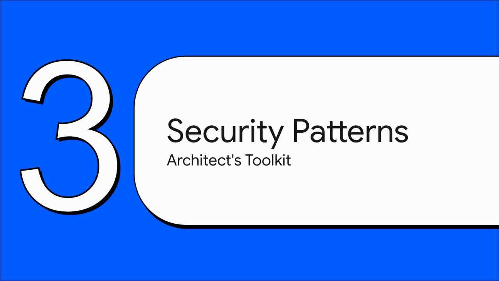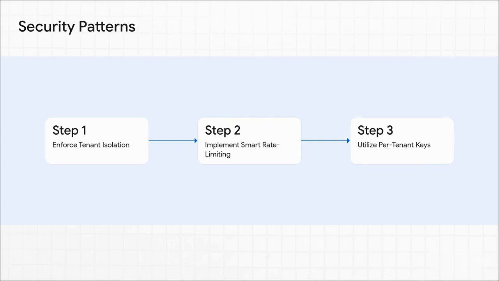Now, let's get practical. This is your toolkit, the essential security patterns you need to build a truly resilient system. We can really boil this down to a 3-step process. First, we have to enforce that tenant isolation we talked about. Second, we need to implement smart rate limiting. And third, we absolutely should be using per-tenant keys. Let's break down what each of those really means.